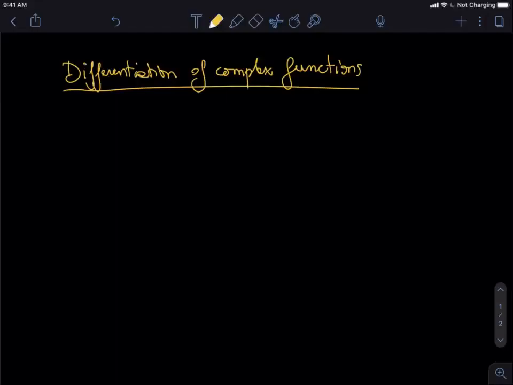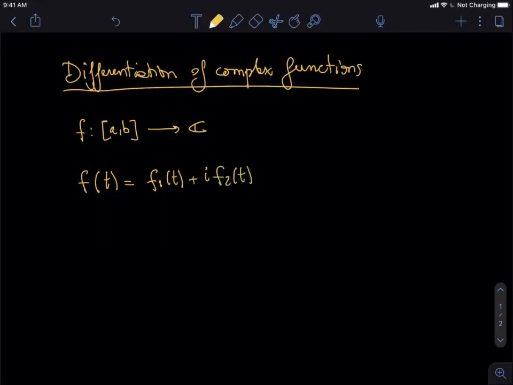Let us discuss here the differentiation of complex functions. By complex function, I mean a function that is defined on some interval AB and takes complex values as an output. When we look at the complex function, they have the form f of t equals f1 of t plus i f2 of t, where f1, f2 are both real functions.